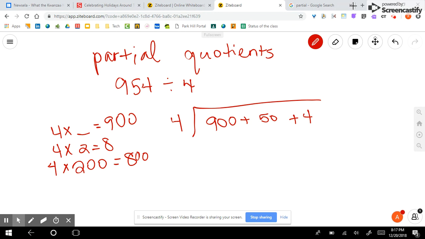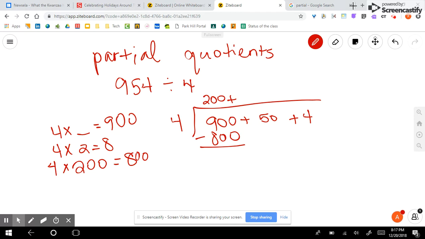So I'm going to multiply 4 by 200. That's a part of my quotient. That's one of my partial quotients. So I need to put that up here so I don't forget it. We're going to add all of those partial quotients up at the end. 4 times 200 gets me 800. Now I need to subtract.